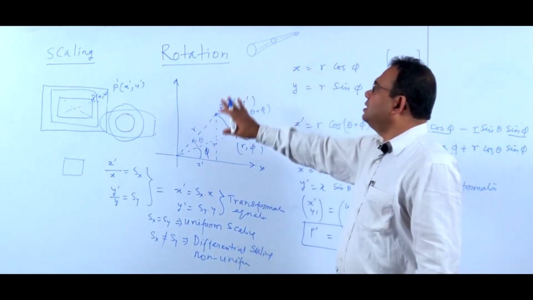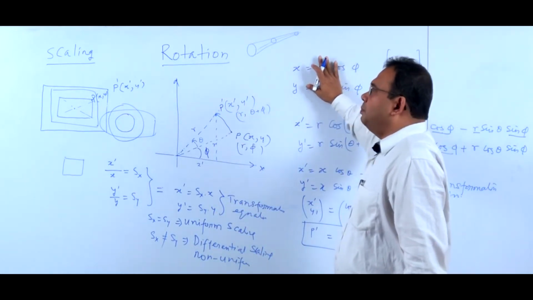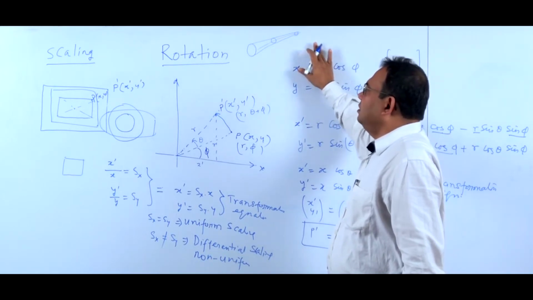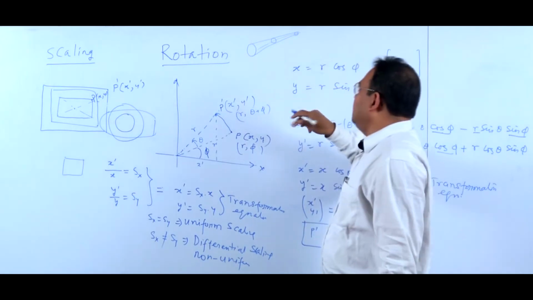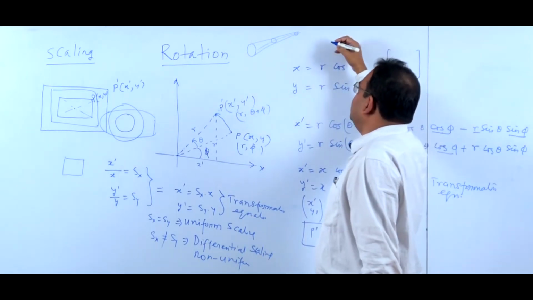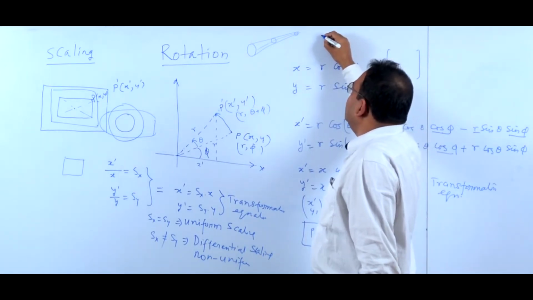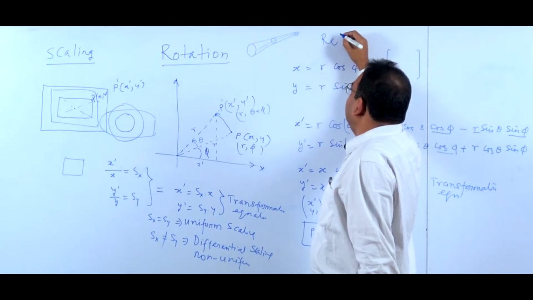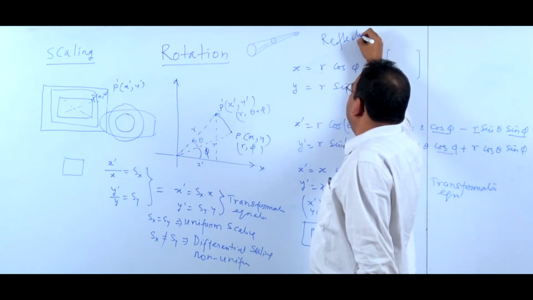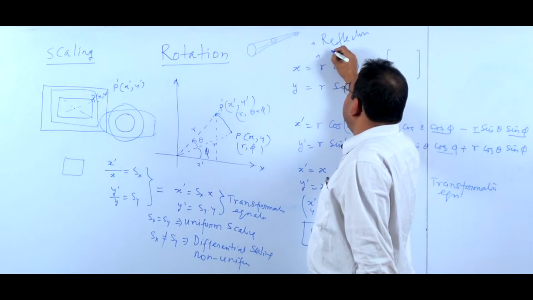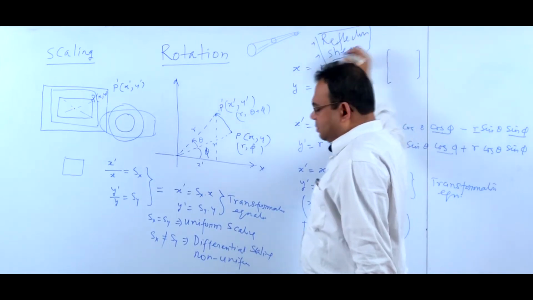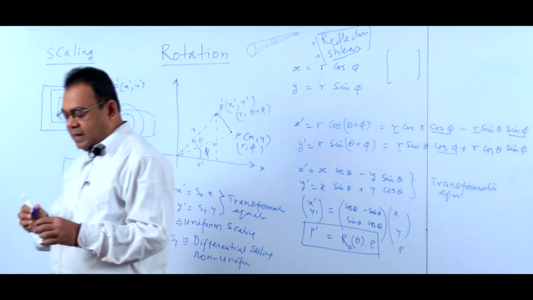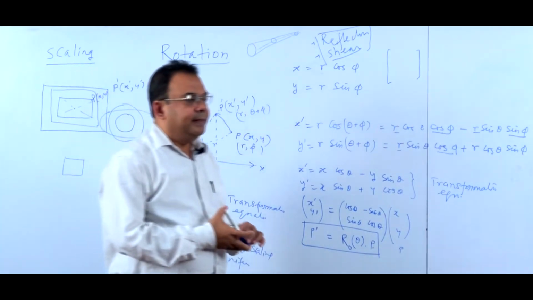So far we have discussed these three pure operations: translation, rotation and scaling. Besides these three, there are another two basic or primitive operations. These are reflection, mirror reflection, and shear. We will discuss those things afterwards, but before that let us introduce another very important concept.